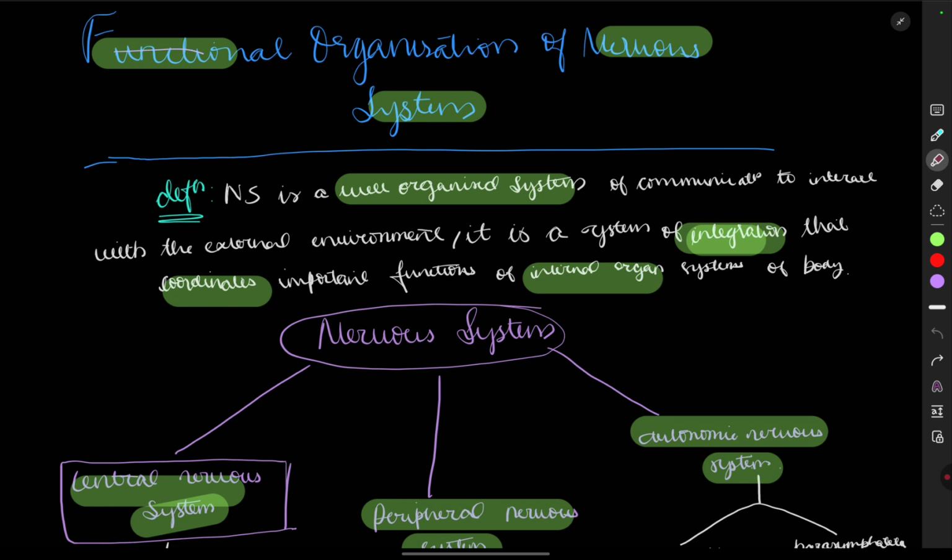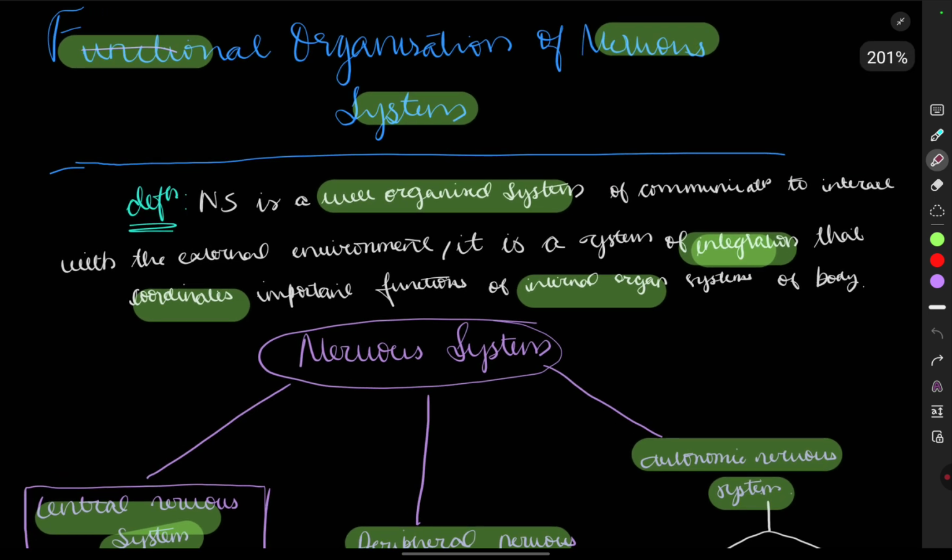So today we are going to start neurophysiology. We are going to start the first chapter, that is the functional organization of the nervous system. We are going to see what the nervous system is, types of systems, the parts of the brain and functions of those parts, and we're going to see the spinal nerves and other things. So let us start.